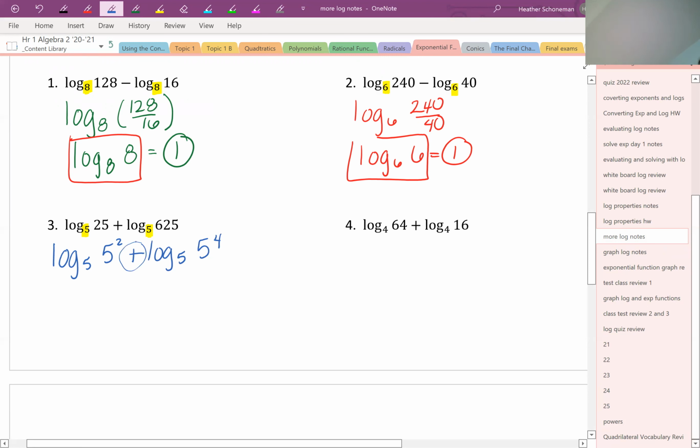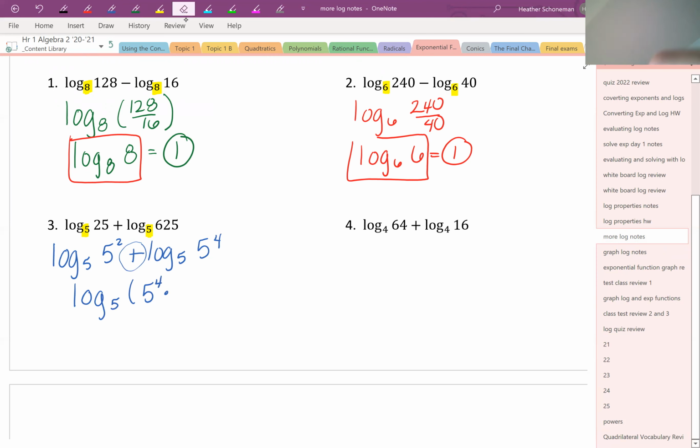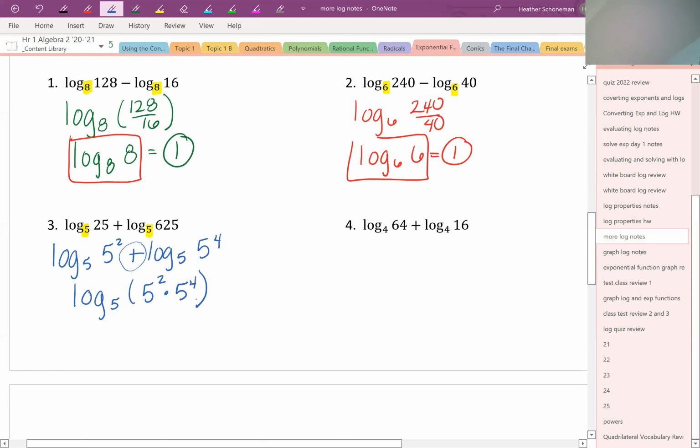I'm going to keep working on simplifying this using my properties to get an answer. So I'm going to rewrite this as log base 5, and then I'm going to have 5 squared times 5 to the 4th. Excuse me, I wrote that wrong. Okay, I'm multiplying it. Now I want you to concentrate, just look at this part right here. If you were given that problem on the last test, you know if you multiply with the same base, you have to add the exponents. So that is what we are going to do. So I'm going to rewrite this as log base 5, 5 to the 6th.